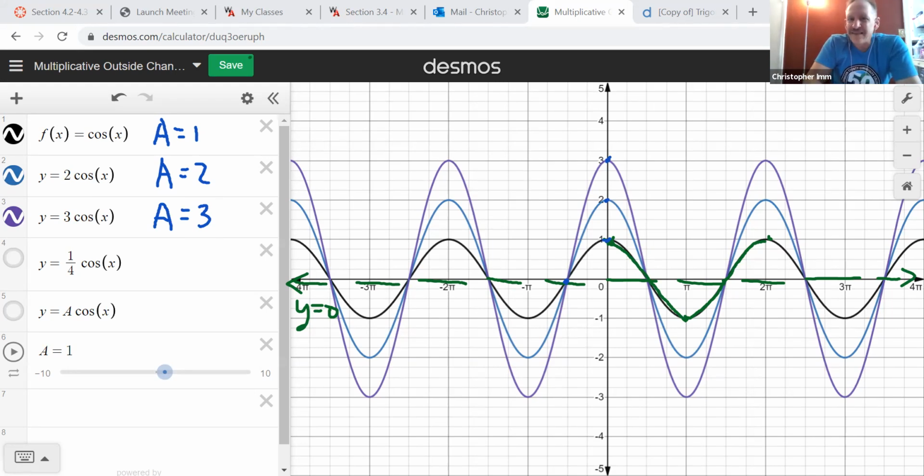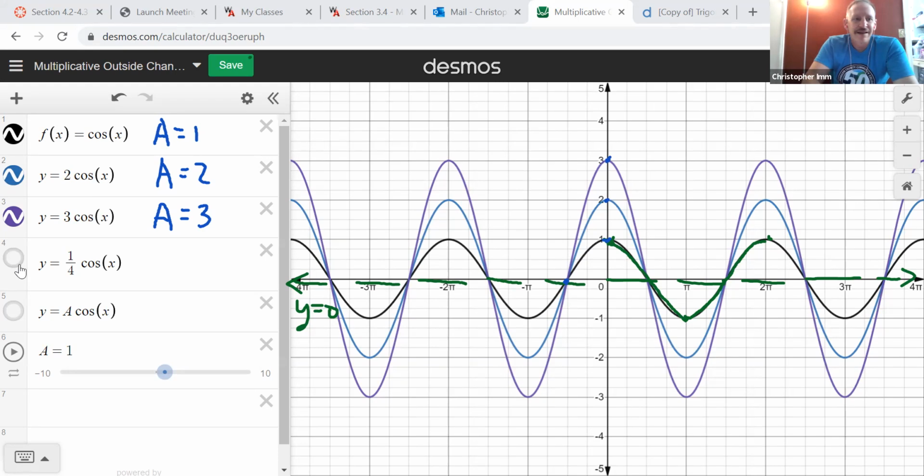Now I have a constant here, 1/4. So that seems to be a little smaller. Jay, what do you think is going to happen when I multiply by 1/4? It'll shrink it down vertically, right? By how much? By a factor of 1/4. It'll shrink by a factor of 4, or it'll be multiplied by a factor of 1/4. That's right. So what do you think the amplitude is going to be? 1/4. All right. Nice job.